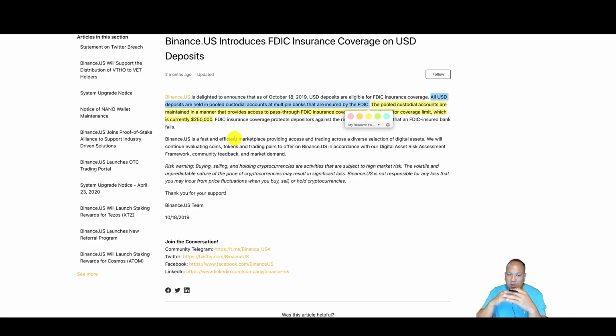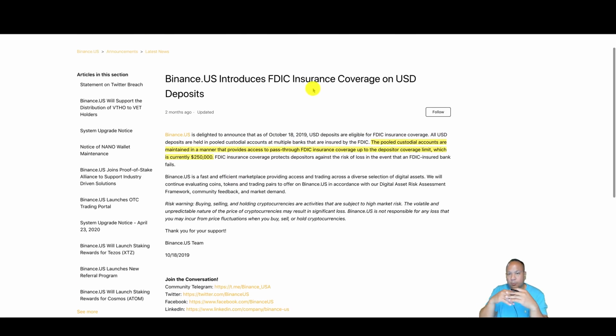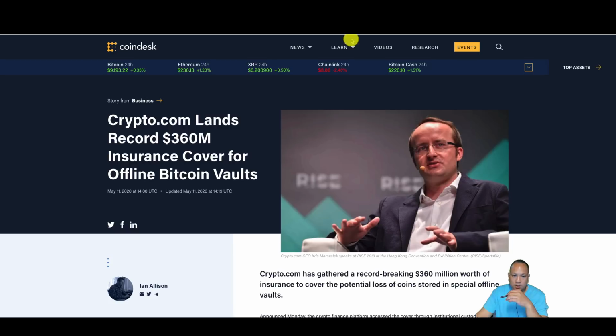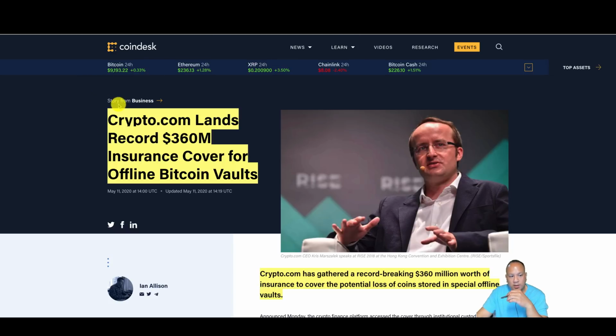I know Crypto.com put a lot of insurance towards their website, but it isn't too clear, because a lot of people have been asking me, okay, well, what happens to my funds if the exchange goes down, the insurance, etc.? So it's not really clear, and that's why I don't like to stake a lot of my coins on other sites. Crypto.com has some great insurance. Binance US says from the FDIC, if USD funds are deposited, $250,000. Now, this was an article by CoinDesk.